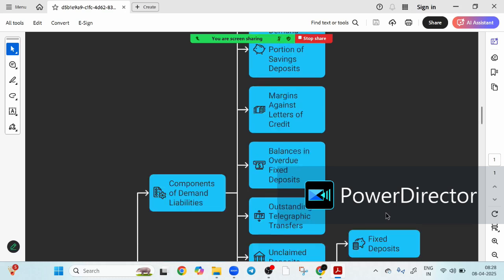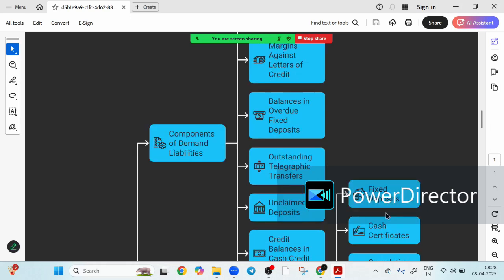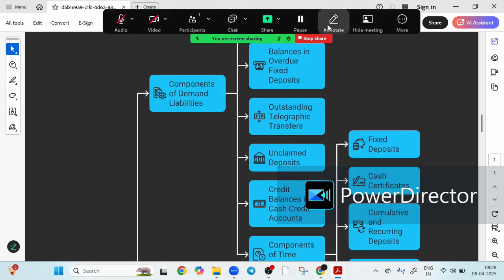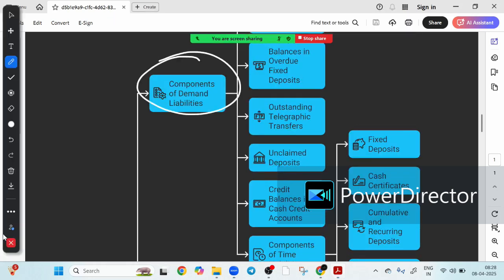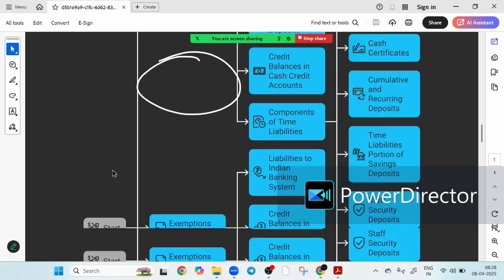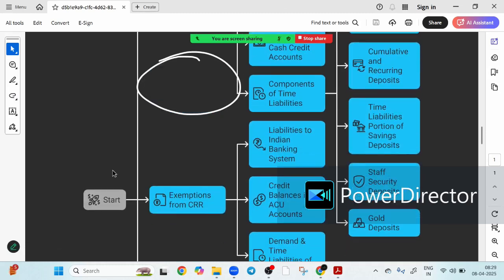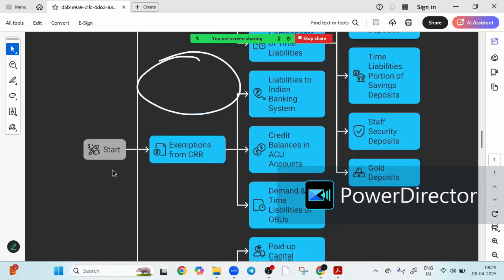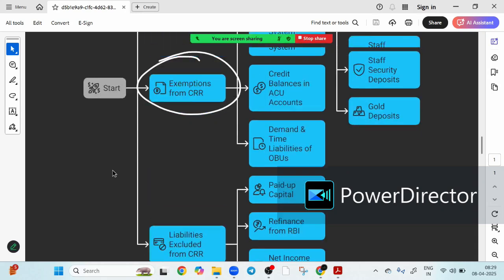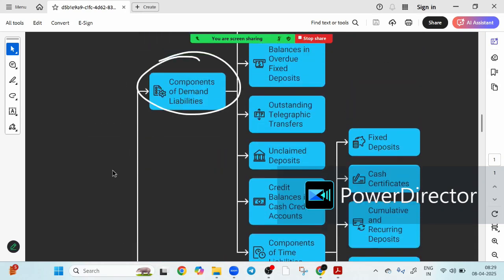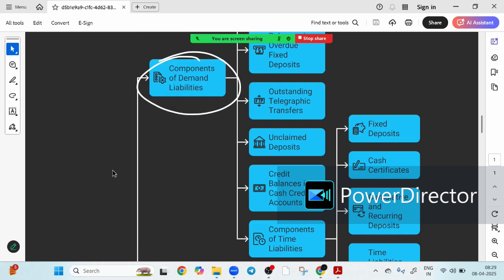To understand the CRR better, we need to look at the three main pillars. What are the three main pillars? The first pillar is the component of demand liability. The second pillar is exemptions from CRR, and the third pillar is the component of time liability. So let's go through these three pillars: components of demand liability, components of time liability, and the exemptions or exclusions from CRR.